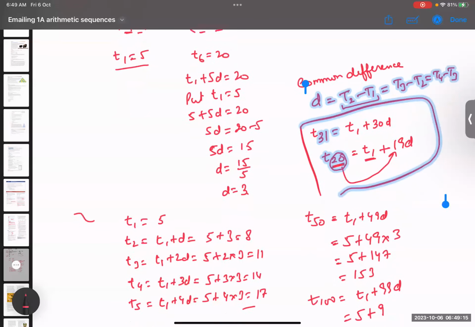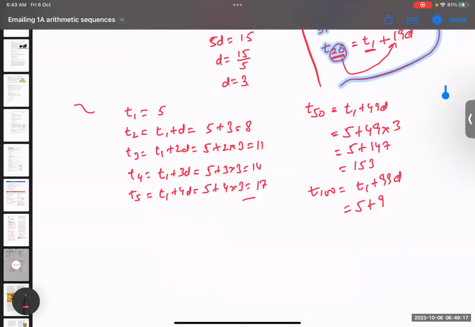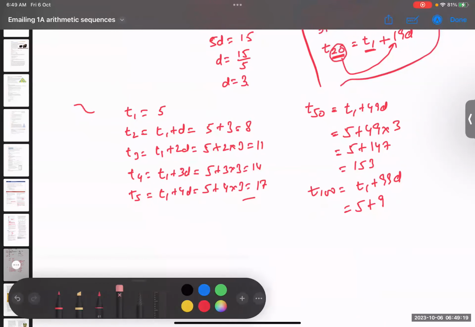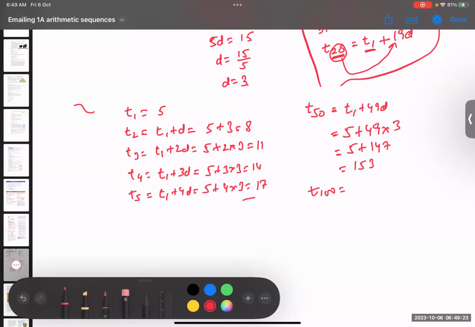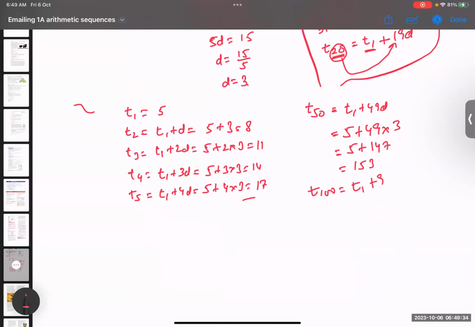Then, what about the 100th term? Tell me once again. What about the 100th term? The 100th term is T1 plus 99D. So you have to put the values. What is T1?